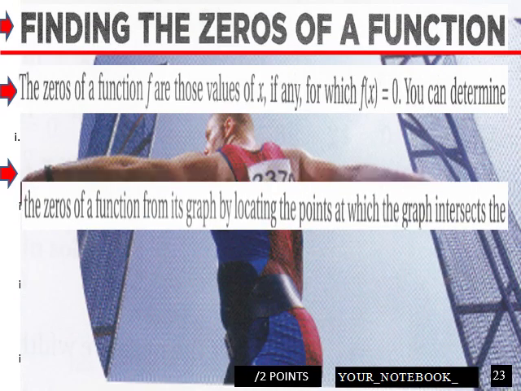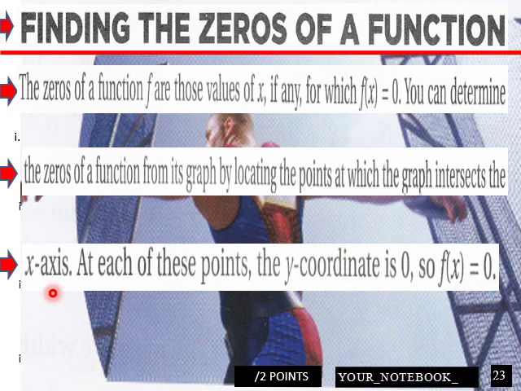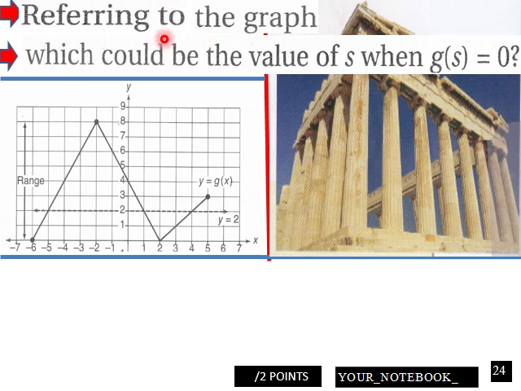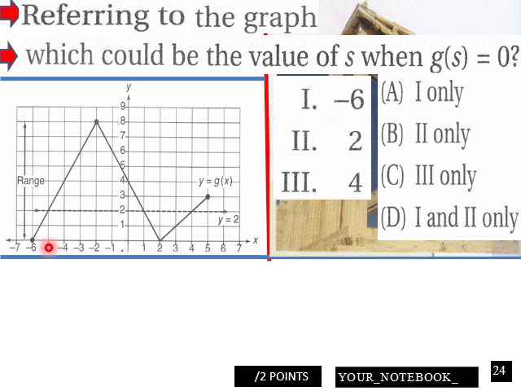Finding the zeros of a function. The zeros of a function f are those values of x, if any, for which f of x equals 0. You can determine the zeros of a function from its graph by locating the points at which the graph intersects the x-axis. Referring to the graph, what could be the value of s when g of s equals 0? This would equal negative 6, 2, or 4 for that situation.